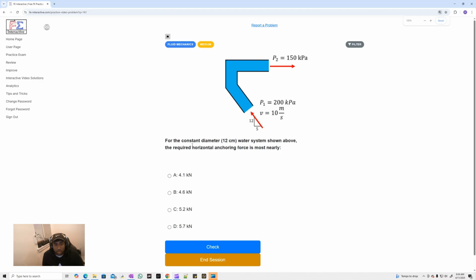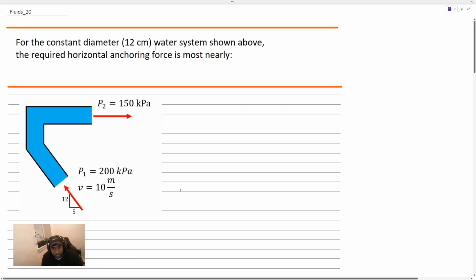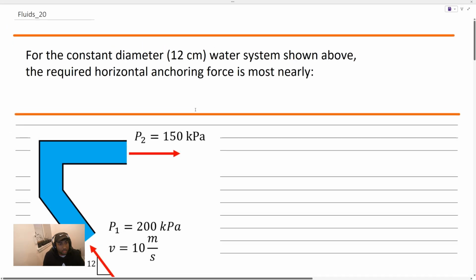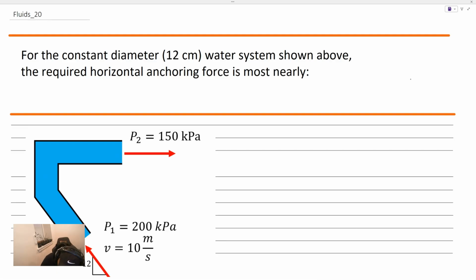Okay, so it says for the constant diameter 12 centimeter water system shown above, the required horizontal anchoring force is most nearly. Let's transfer this to a clean sheet of paper and write down some of the things that were given here. The diameter of the system is 12 centimeters. It also says a water system. The density of water in the metric system is 1,000 kilograms per cubic meter. We're looking for the horizontal anchoring force.